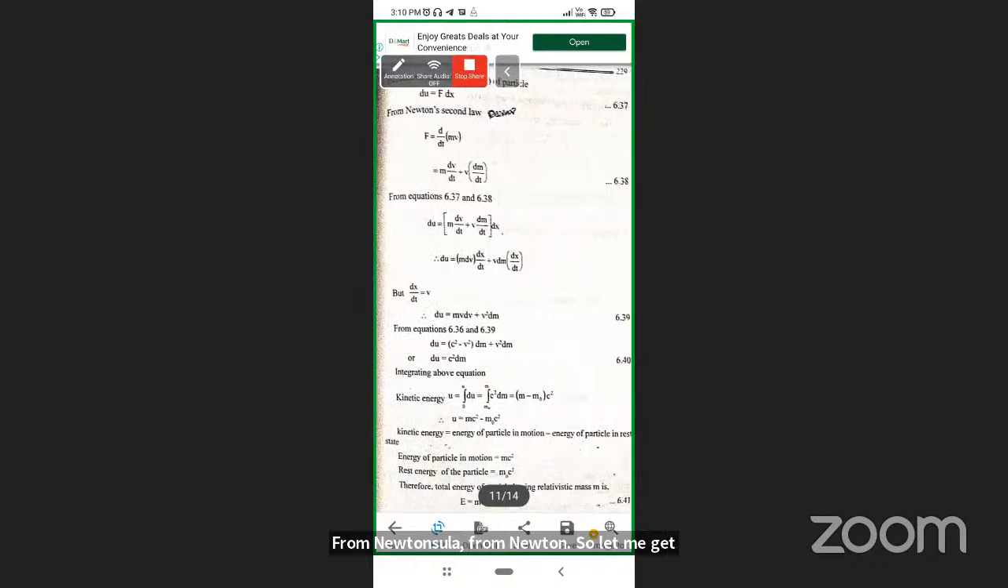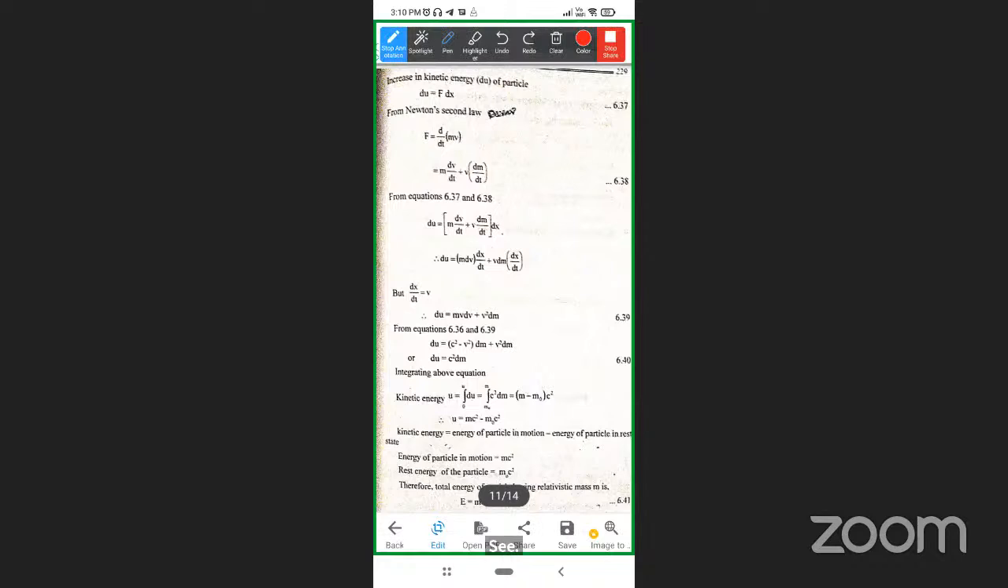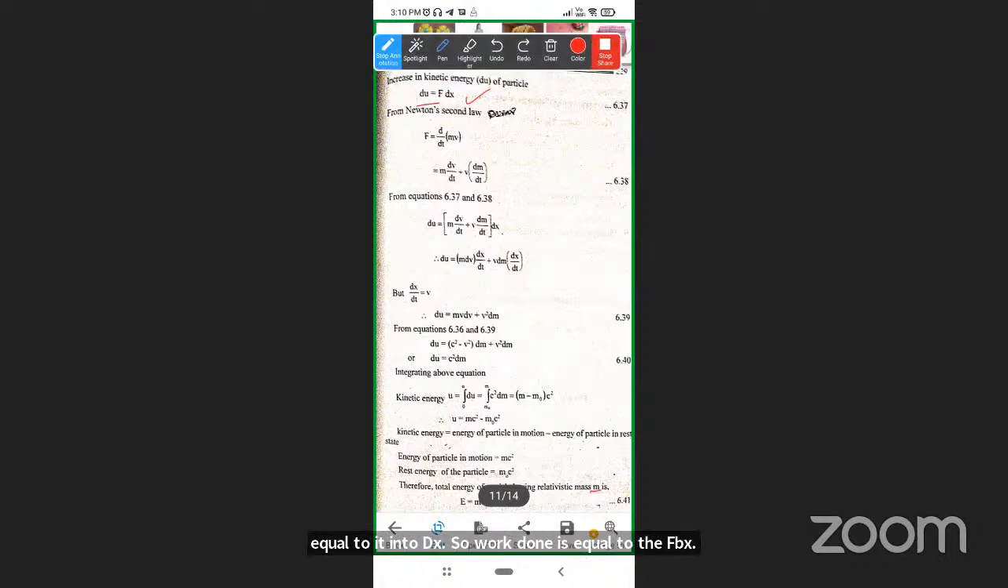Then work done is equal to F into dx, and the work done is stored in kinetic energy. So the kinetic energy du is equal to F into dx. So we say work done is equal to F dx. Work done is stored in the form of energy. So that energy du is equal to F dx.